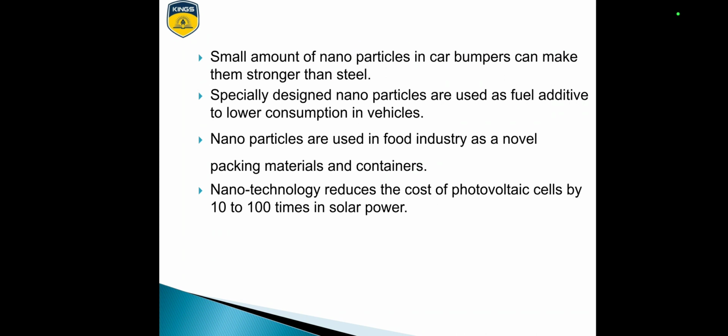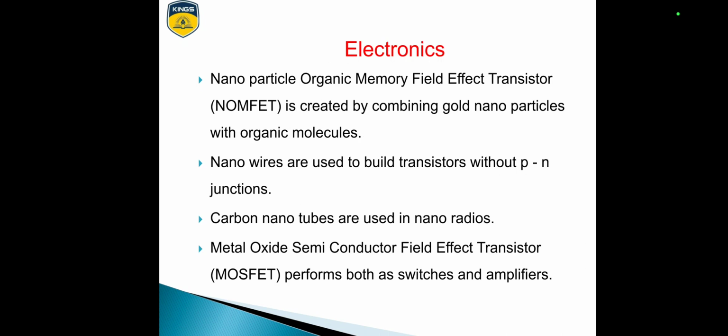A small amount of nanoparticles in car bumpers can make them stronger than steel. Specially designed nanoparticles are used as a fuel additive to lower consumption in vehicles. Nanoparticles are used in the food industry as novel packing materials and containers. Nanotechnology also reduces the cost of photovoltaic cells by 10 to 100 times in solar power.